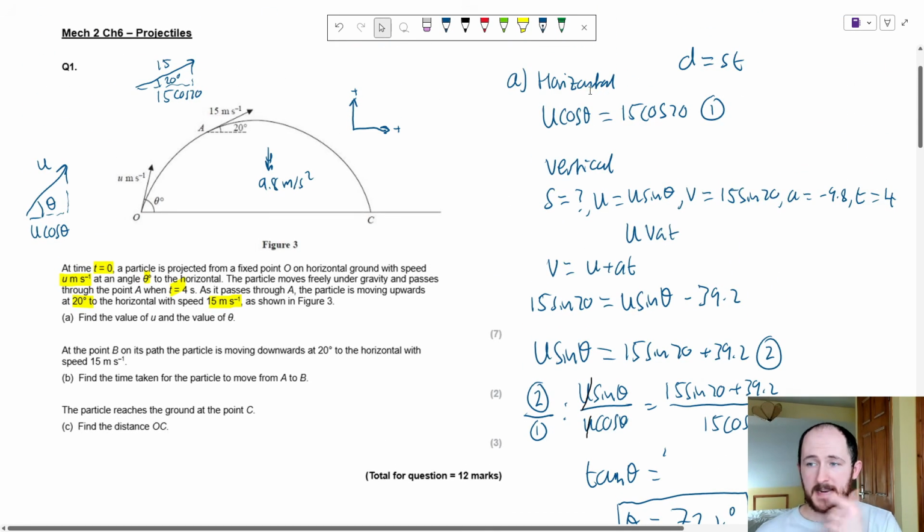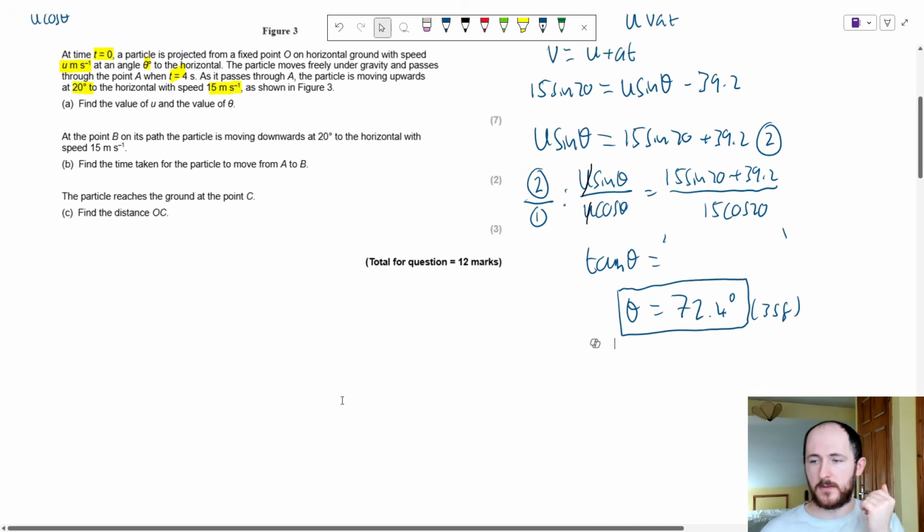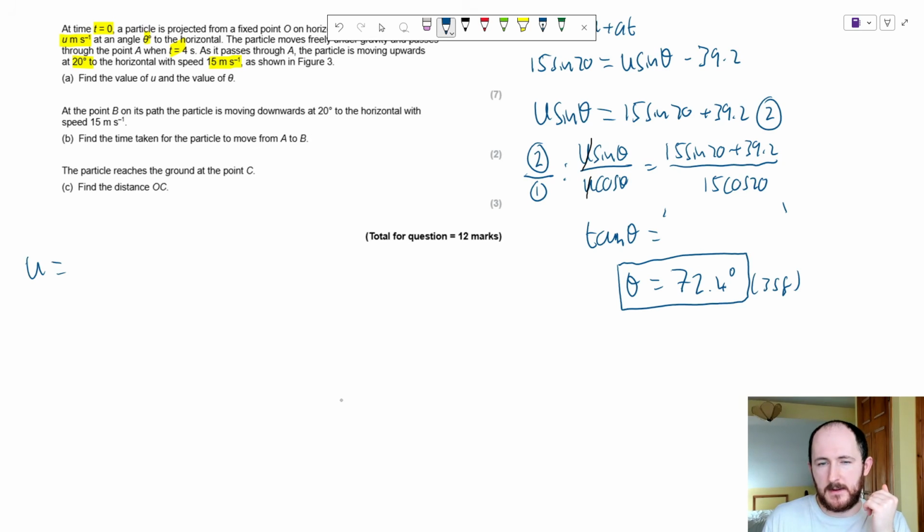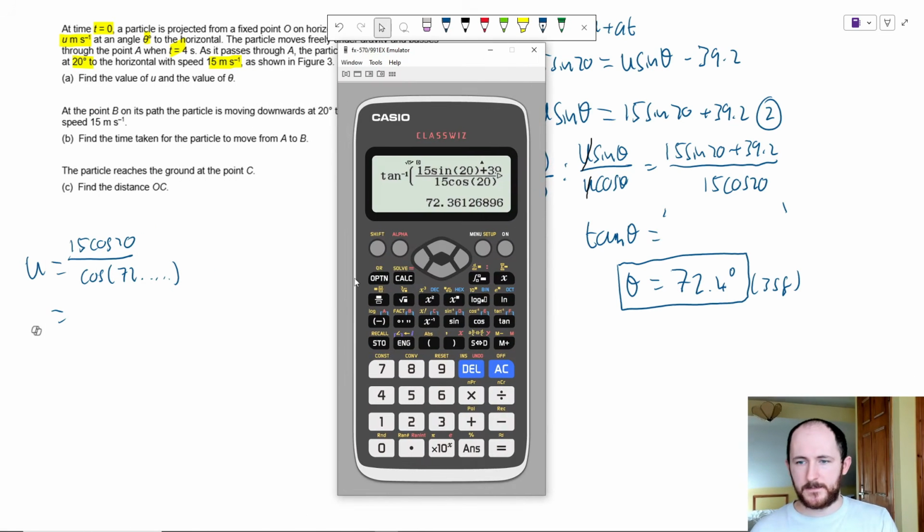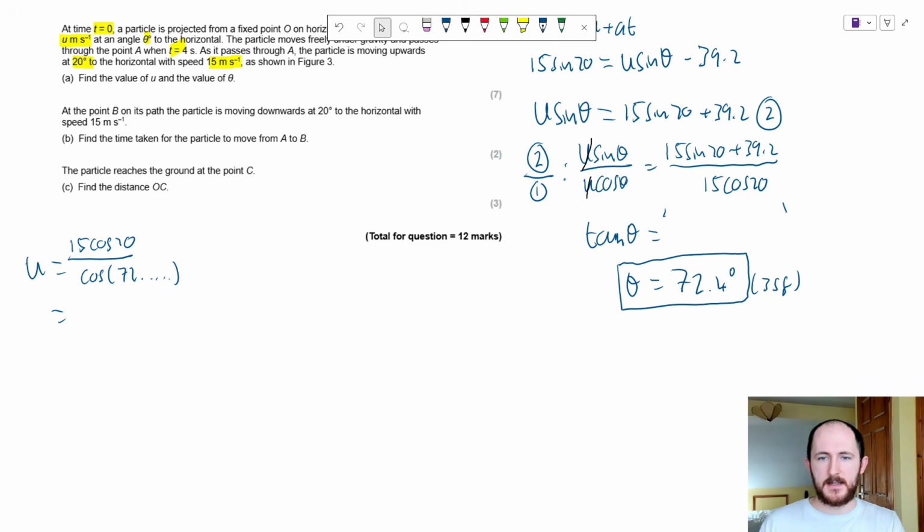I think subbing back into here would make the most sense. So u is equal to 15 cos 20 over cos theta. So u equals 15 cos 20 over cos of the answer we just got, 72 point dot dot dot. And let's do it. So 15 cos 20 over cos answer. I was about to make a tragic mistake there. And we get 46.5 meters per second to 3SF.